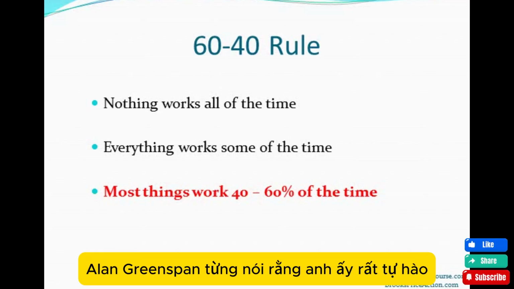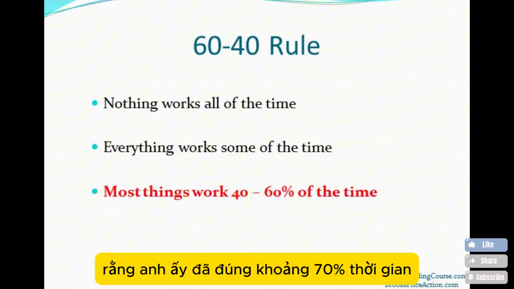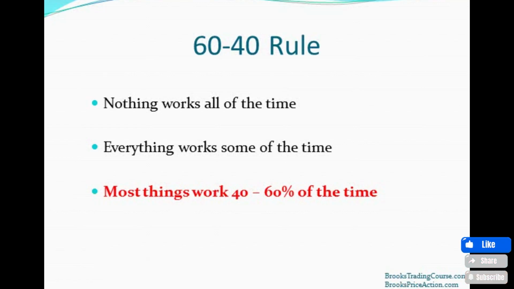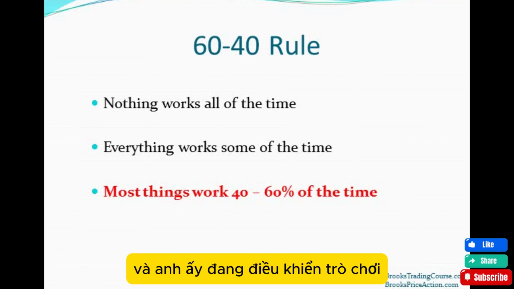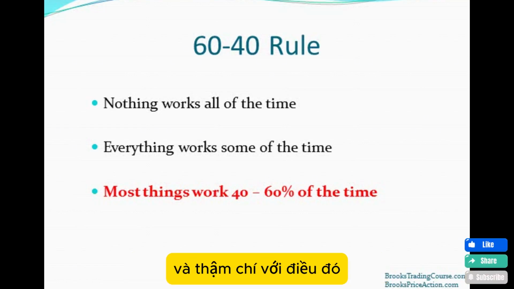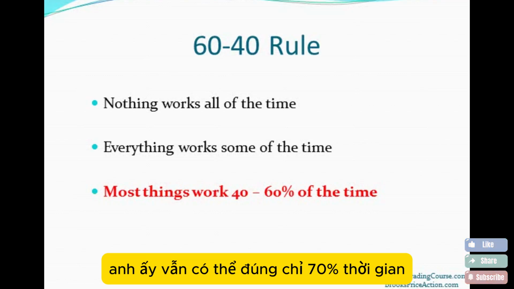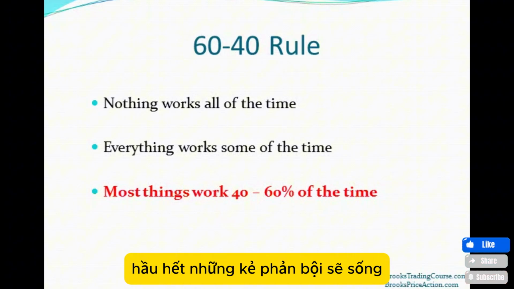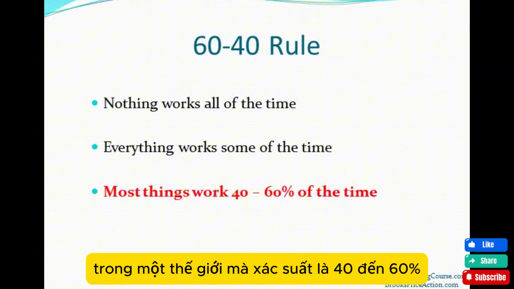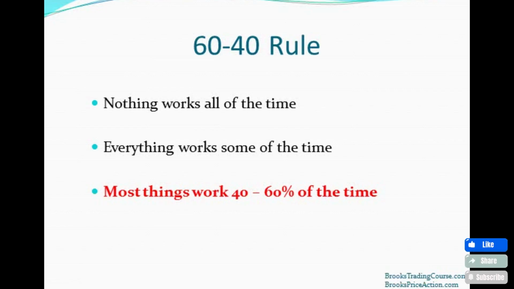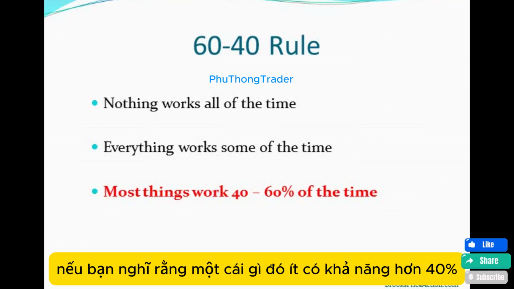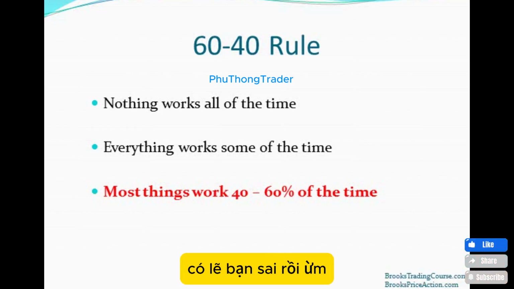Alan Greenspan once said that he was very proud that he was right about 70% of the time. So here he is, the chairman of the Fed, making the rules and controlling the game, and even with that he could still be right only 70% of the time. So most traders are going to live in a world where the probability is 40 to 60%. If you think something is higher than that, you're probably wrong. If you think something is less likely than 40%, you're probably wrong.